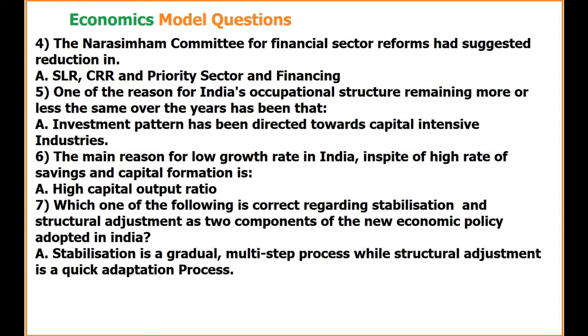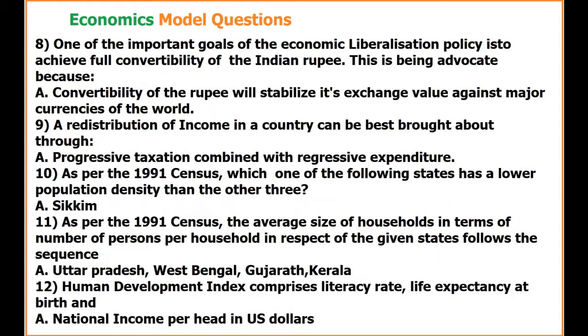The sixth question: the main reason for low growth rate in India, in spite of high rate of savings and capital formation, is high capital output ratio. Which one of the following is correct regarding stabilization and structural adjustment as two components of the new economic policy adopted in India? Answer: stabilization is a gradual multi-step process while structural adjustment is a quick adaptation process.